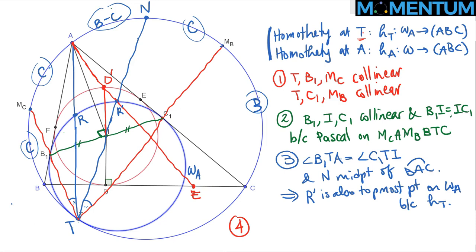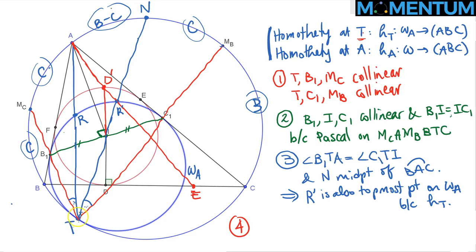And just for the record, I'm sure you guys remember that BD is equal to CE, but that's irrelevant in our case. What's important then is the following result. So number 4, and that's really cool.